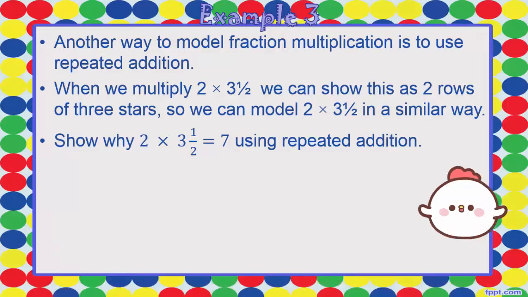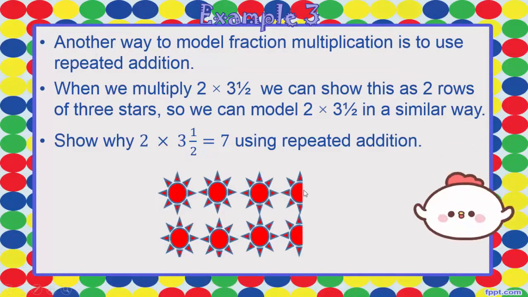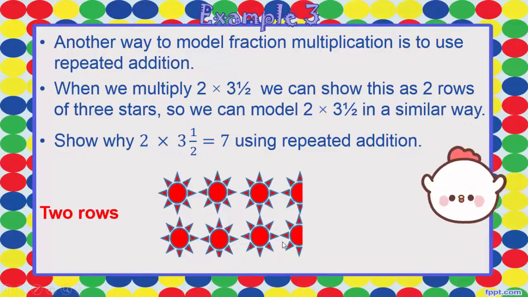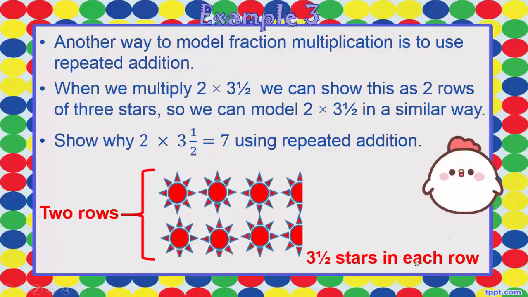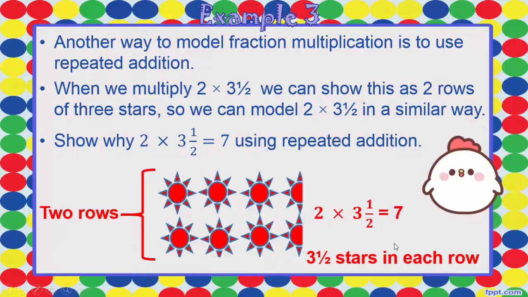Returning to this PowerPoint, we have 2 rows of 3.5 stars, 3.5 stars in each row, and that means 2 times 3.5 is equal to 7.